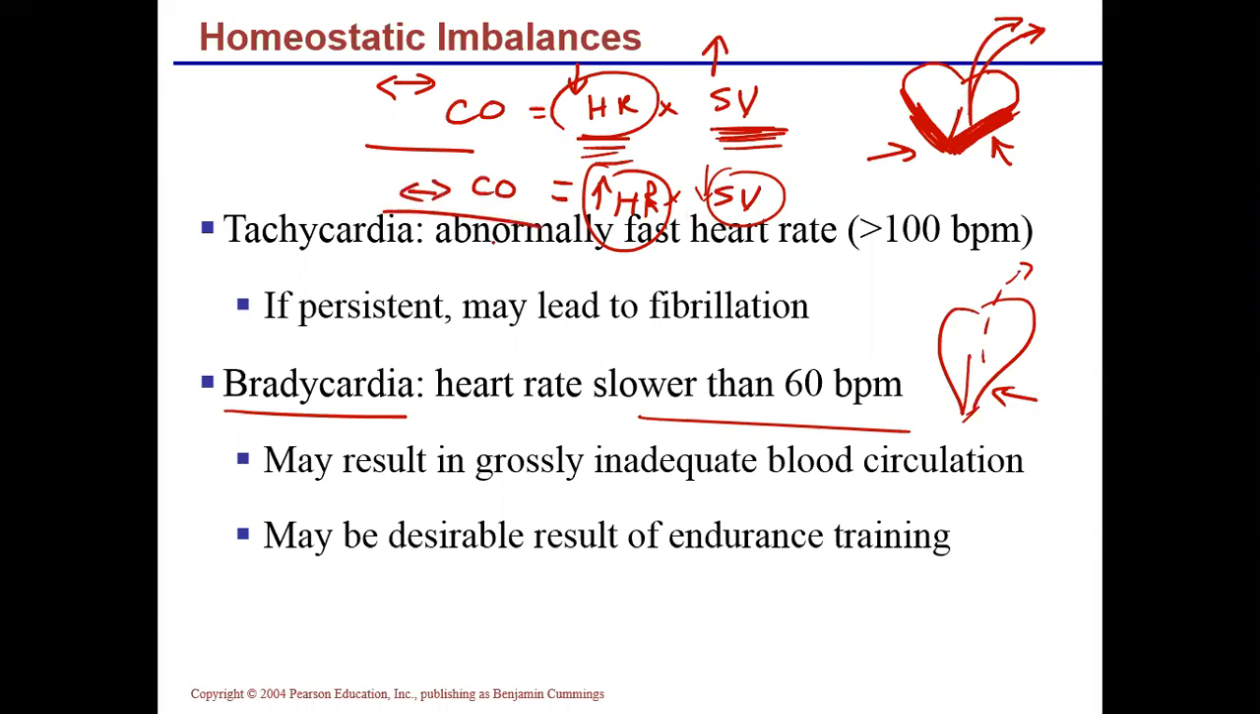But your heart is paying the price. You're putting a lot of mileage on your heart. And that's the problem with it, right?